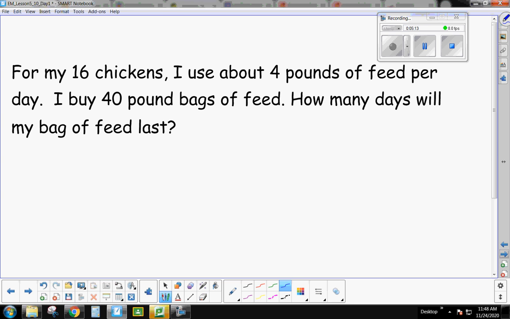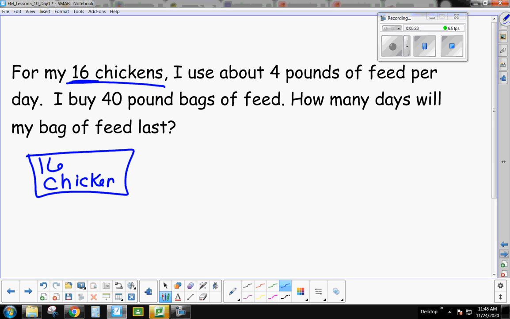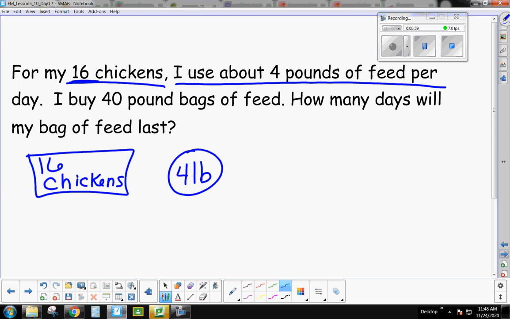I'm going to jot down everything I know. So it says for my 16 chickens, well, I saw a number here, so I always just jot that down. I have 16 chickens. Now, I'm not going to draw individual chickens yet because I don't know if I need to, but this just puts it out there in a quick little picture that I have 16 chickens. It says I use about 4 pounds of feed per day. So I'm going to just put 4 pounds, and LB is an abbreviation for pounds, 4 pounds, and that's per day. Okay, so that's like saying day 1, I use 4 pounds.